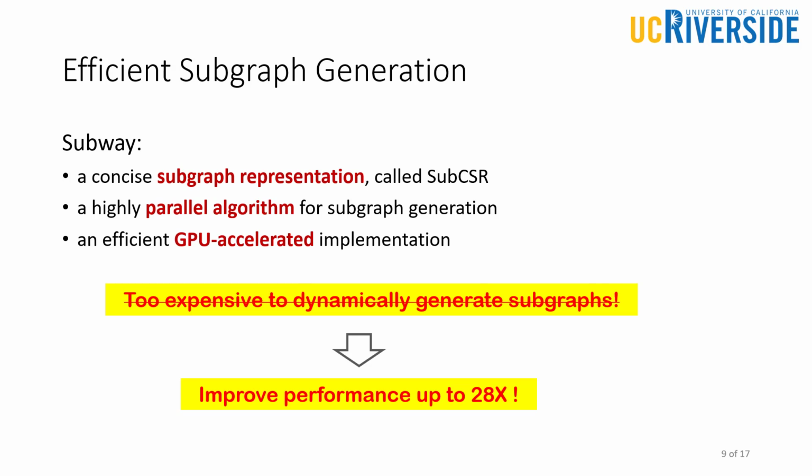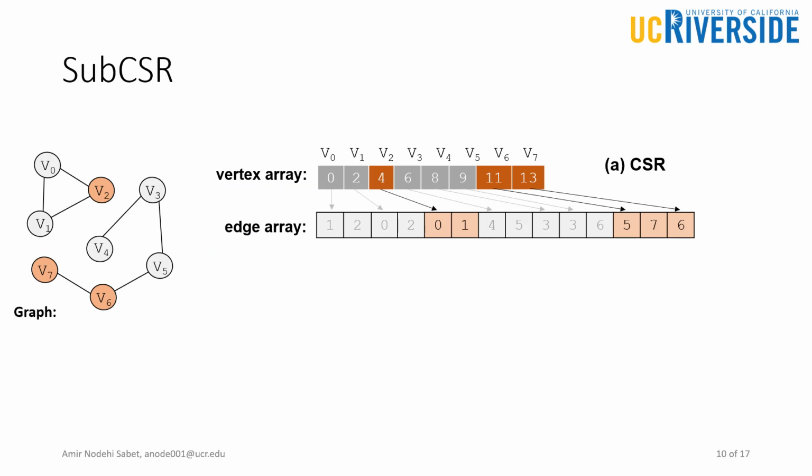Next, let me briefly show the basic ideas of these techniques. Many graph systems, especially those based on GPUs, use a compact graph representation called CSR, which represents a graph with a vertex array and an edge array. Each value in the vertex array shows the beginning position of the edges belonging to that vertex.